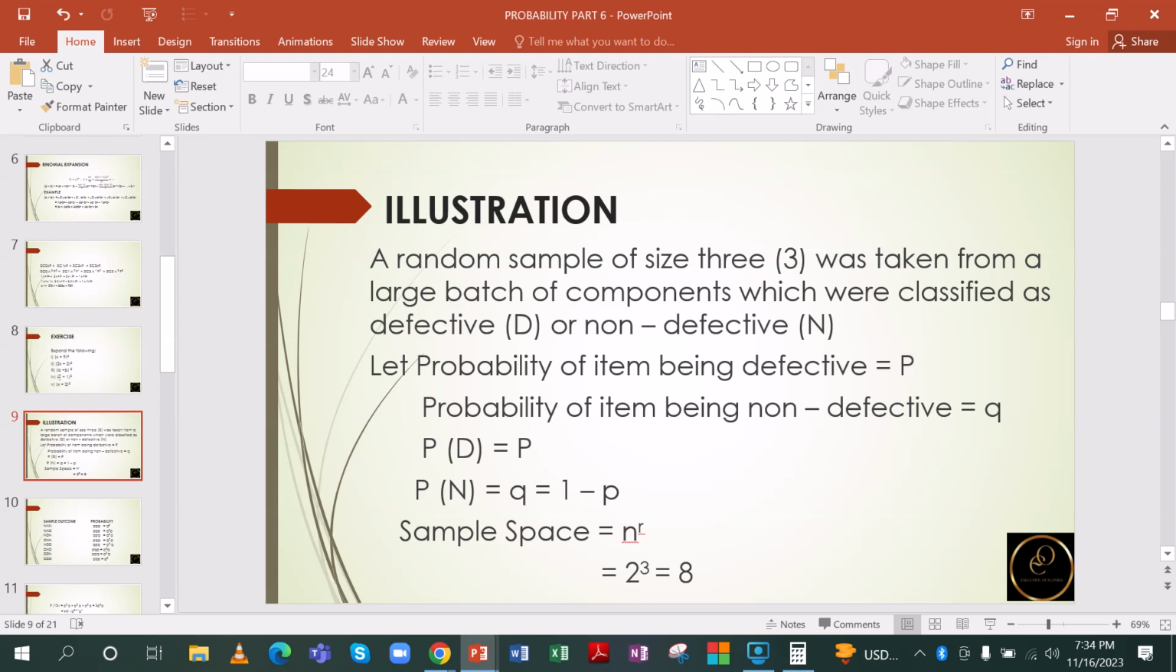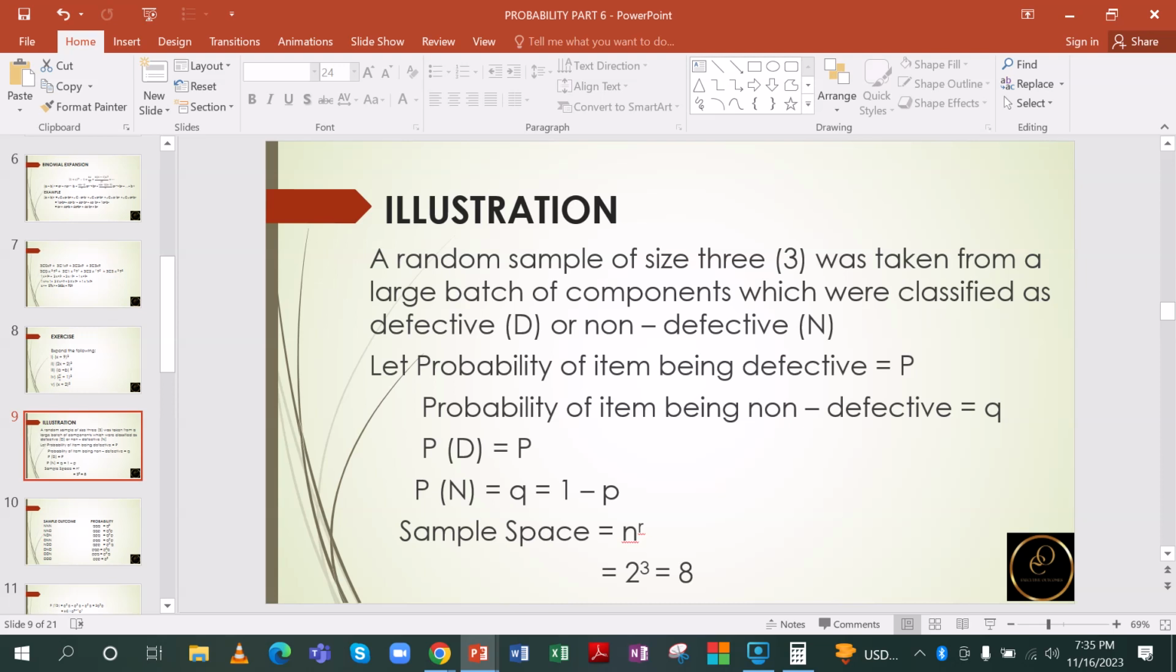Okay, then you have found that, let the probability of an item being defective equal P, and the probability of an item being non-defective equal Q. So in this particular case, we have probability of defective equal to P, probability of non-defective equal to Q, which is the complement of the first one, which will be 1 minus Q, is P.